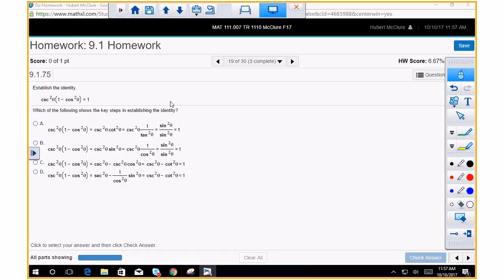Now also look at what they're asking. It says, which of the following shows the key steps in establishing the identity? I think they distribute it first and then they establish the identity. Yeah, they're distributing. So that'd be cosecant minus cosecant cosine squared is equal to 1. All right, so cosecant squared, cotangent. No, not cotangent. Cosecant squared.